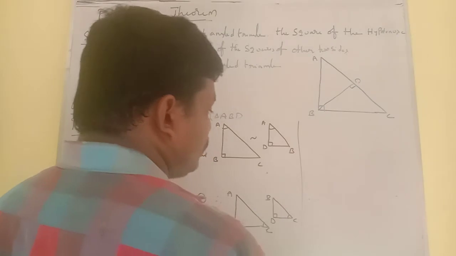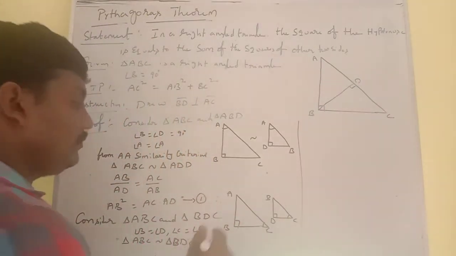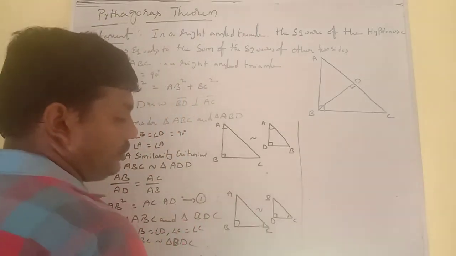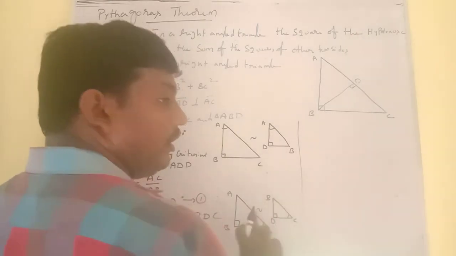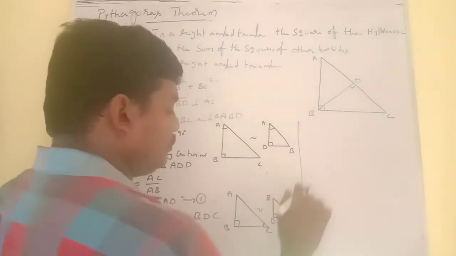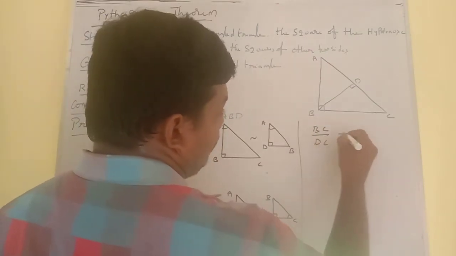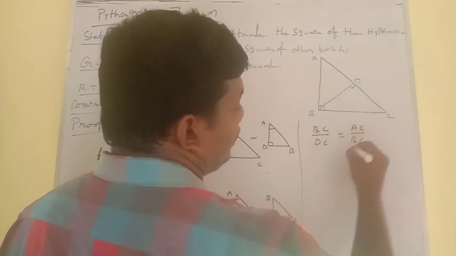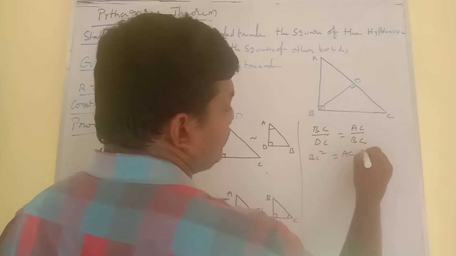Therefore, now we can write that corresponding sides are in the same ratio. That is, what is the equal side here? Adjacent side and hypotenuse. Then we have to consider the adjacent side ratio and the hypotenuse ratio. That is BC by DC is equal to AC by BC. Now cross multiplication: BC square is equal to AC into DC.